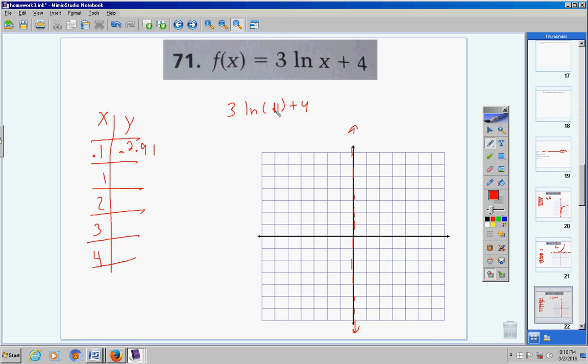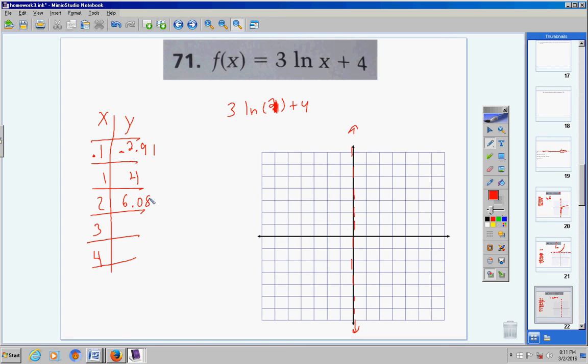All right, now let's put 1 in for x right here. So with my calculator, go over and put a 1 in, and I will get out 4. So my answer for y is 4. Now let's put 2 in for x. So 3 times the natural logarithm of 2, close the parentheses, plus 4, and you will get 6.08.